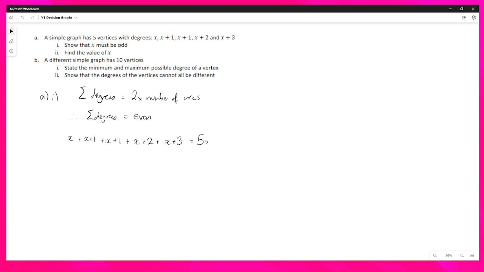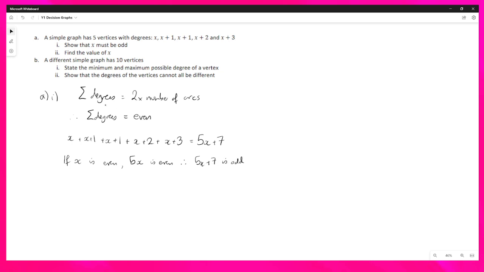Okay, we add those all together and you get 5x plus 7. We now need to explain why x must be odd for this to be even. Well, we know that if x is even, then 5x is even, so therefore 5x plus 7, even plus an odd, is odd.